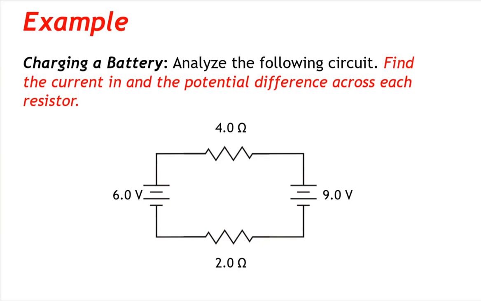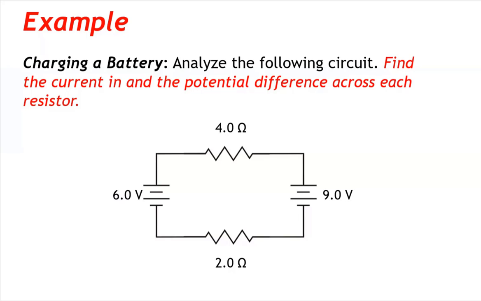Let's do another example. This example illustrates a battery charging another battery. So notice that we have two batteries in this circuit and two resistors. We have a 6-volt battery and we have a 9-volt battery. That 9-volt battery, having a higher potential difference across its terminals, will, in a sense, overpower the 6-volt battery, driving current through it from high potential to low potential.